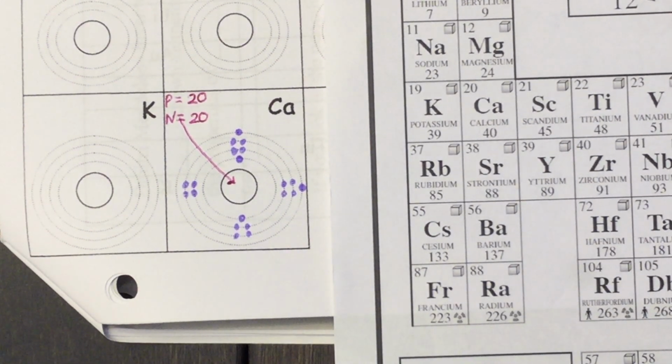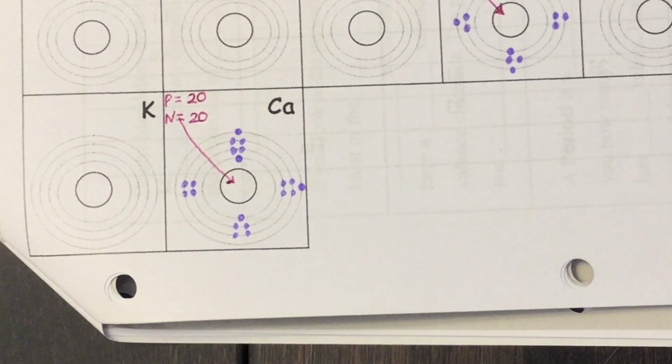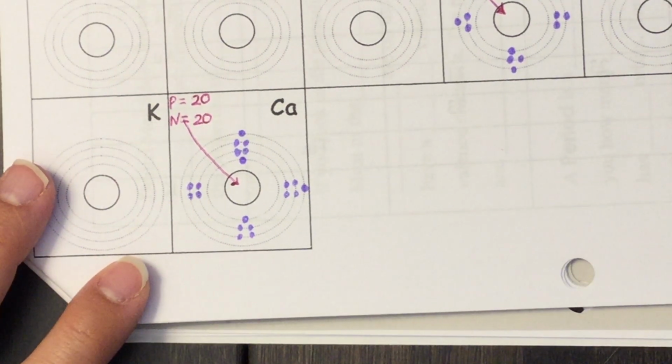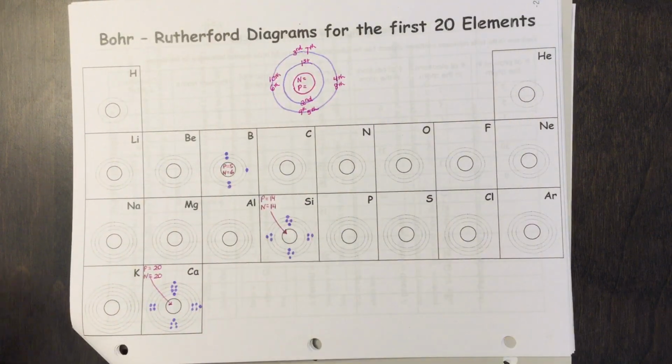Now you've done 3 Bohr diagrams for the periodic table. Right on. Your job is now to finish the rest of these, and then you can check them against mine to make sure you have them down pat. Excellent. Off you go.